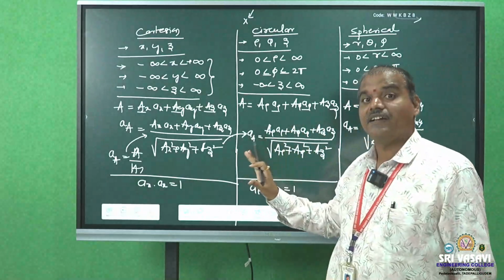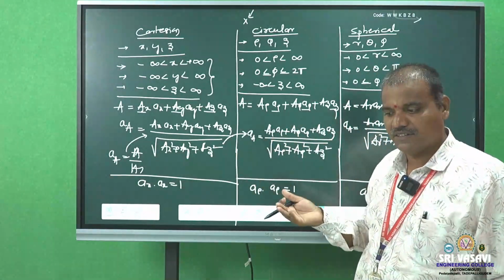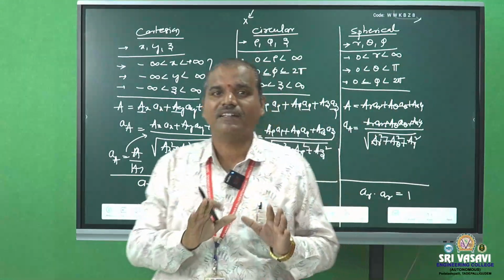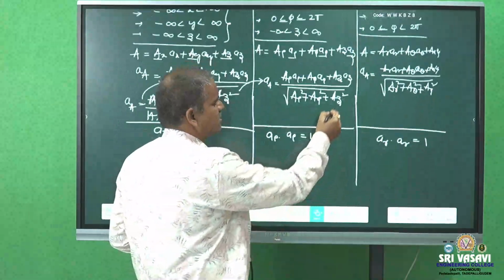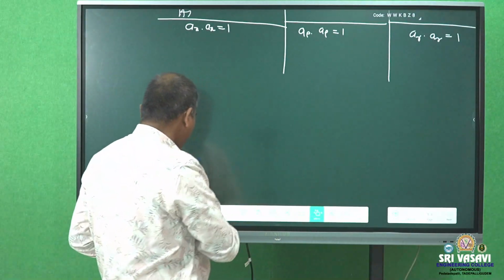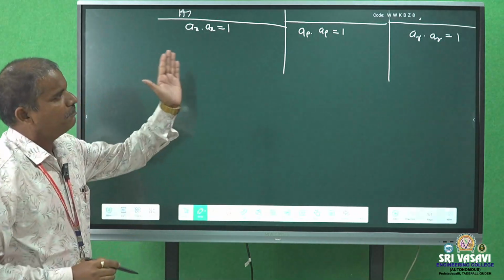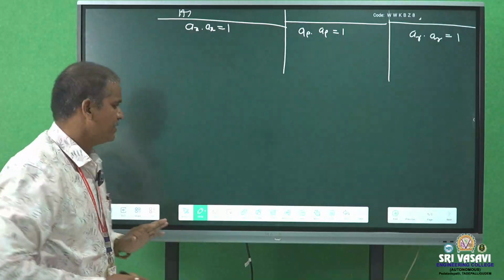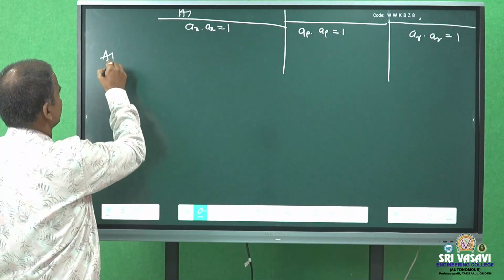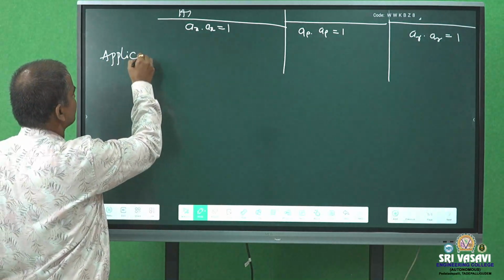With the help of this and its applications, we proceed to understand our electromagnetic theory subject very easily. So then we proceed with the applications. Basically there are three applications. All three applications are represented in Cartesian, circular and spherical. So first I'm talking about the applications of coordinate systems.